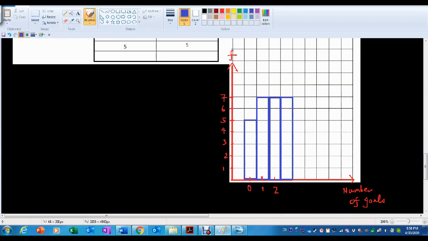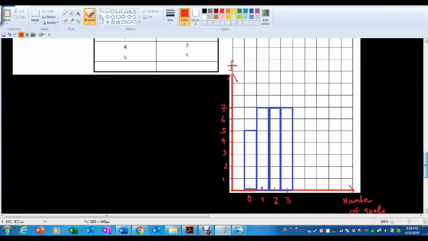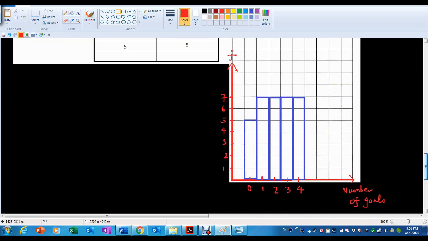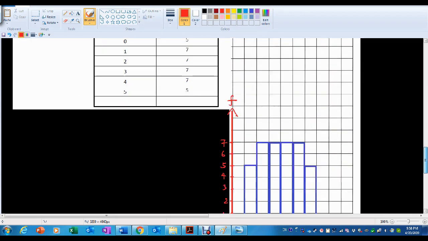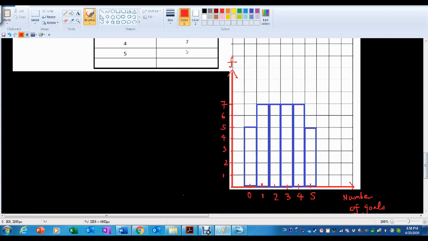Let me change it. Okay, that's 3, and another one, which is 4. Again, another 7. So all have the same height of the bar. And the last one, which is 5 goals in a season. There are 5 teams, so 5 teams like this. That's it. So that's a histogram of this data. It's not difficult, right? Let's move on to the next one.